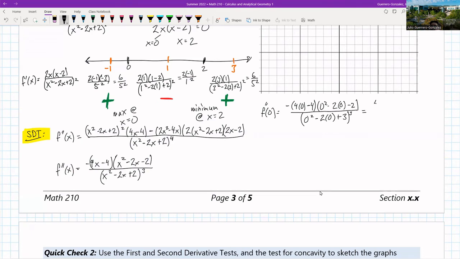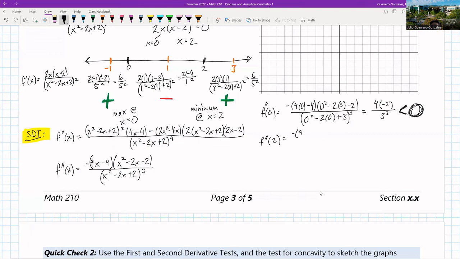I get here 4 minus 2 over 3 cubed, right? And if you can tell, what's this less than? It's less than 0. This is a negative value. So remember how the second derivative test works, right? It goes backwards. If this is less than 0, then that means you have a maximum. Right? So now f double prime of 2, let's go ahead and do this one really quick.